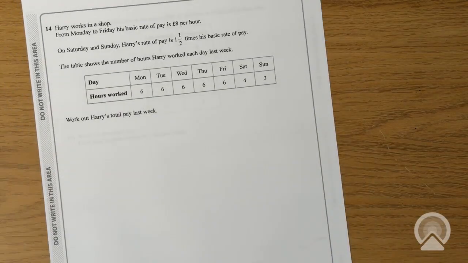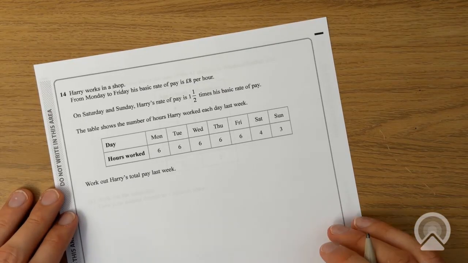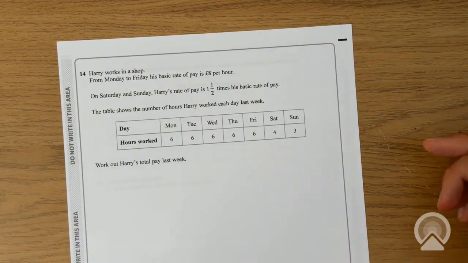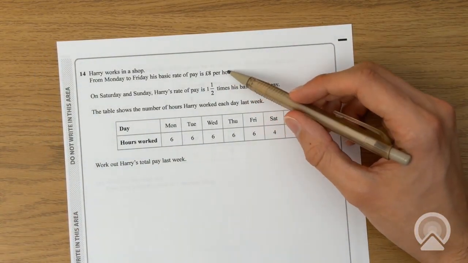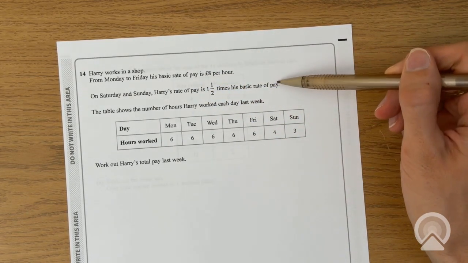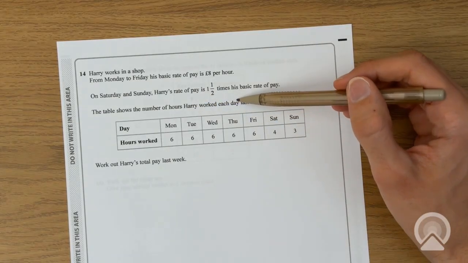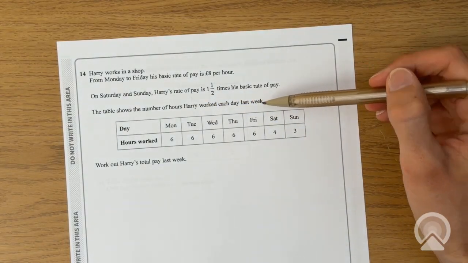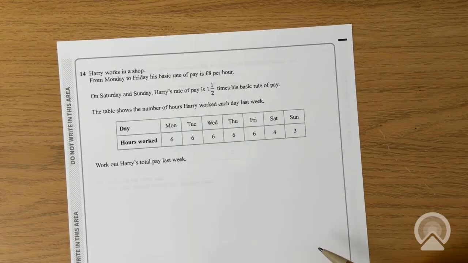Okay, question 14. Harry works in a shop. From Monday to Friday, his basic rate of pay is £8 per hour. On Saturday and Sunday, Harry's rate of pay is 1.5 times his basic rate of pay. The table shows the number of hours Harry worked each day last week. Work out Harry's total pay last week.